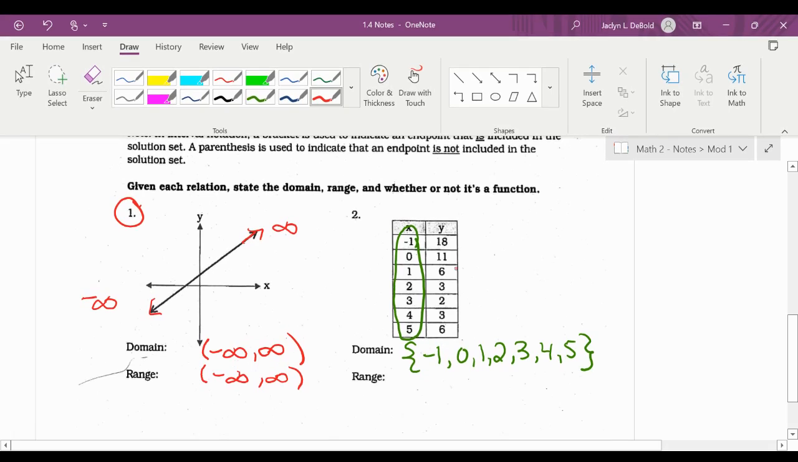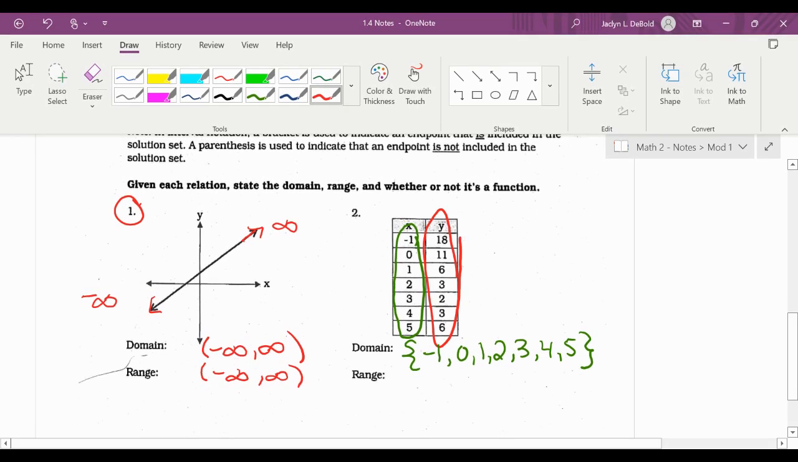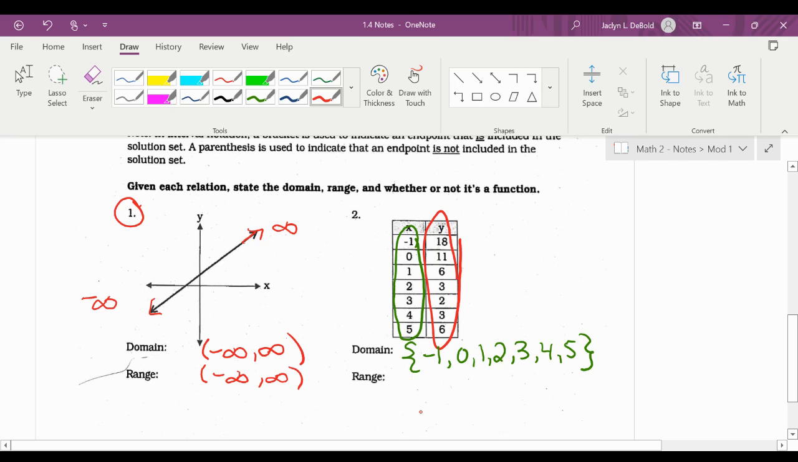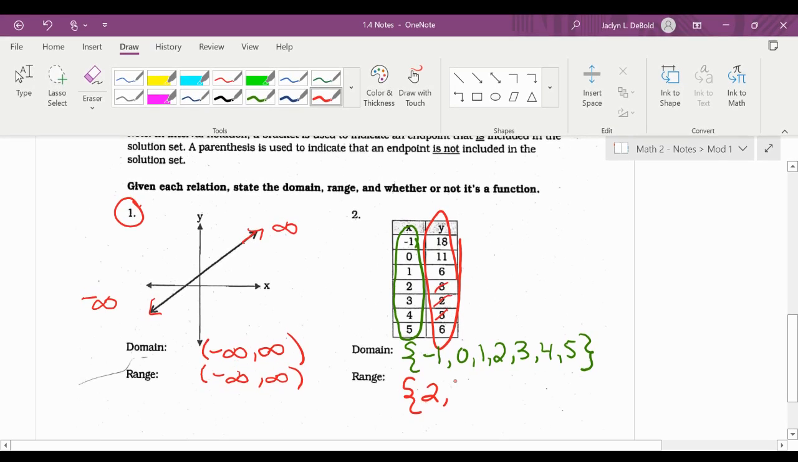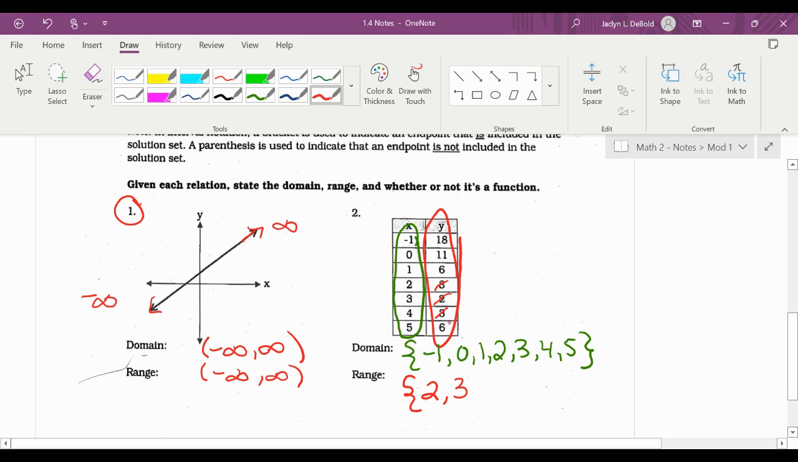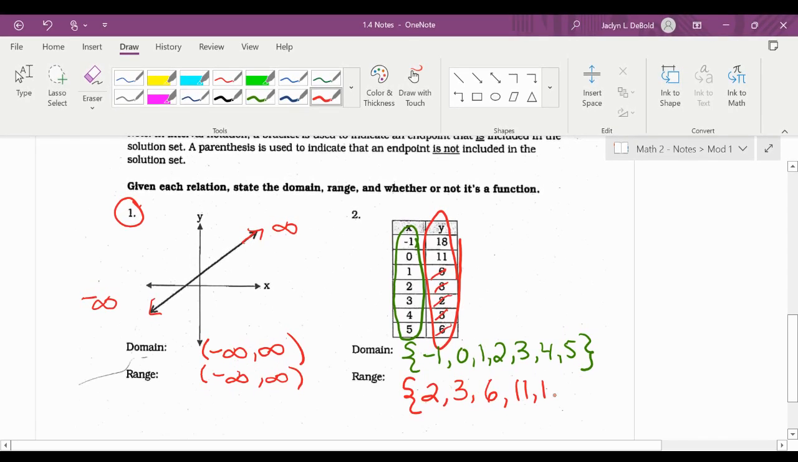For the range, we're going to do the same thing, and we're going to make sure we have no repeated values, but we're going to put them in numerical order. So I see I have a 2. I'm going to write my 2 first. I have 2 3s, but I'm only going to list it one time. I see 2 6s, but I'm only going to list it one time. And then an 11 and an 18.